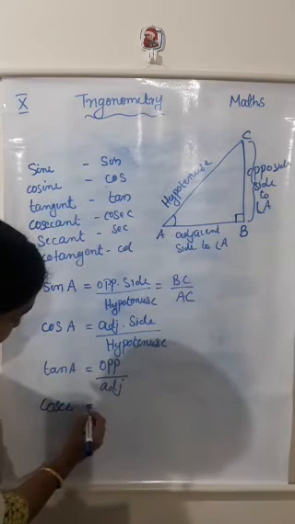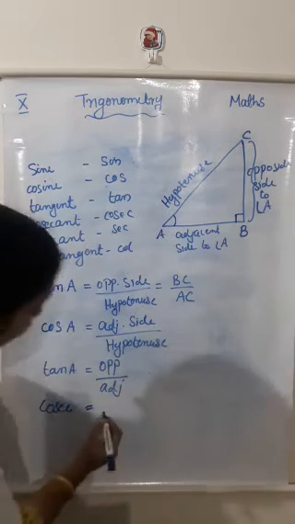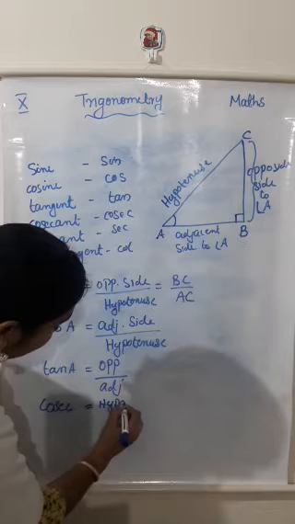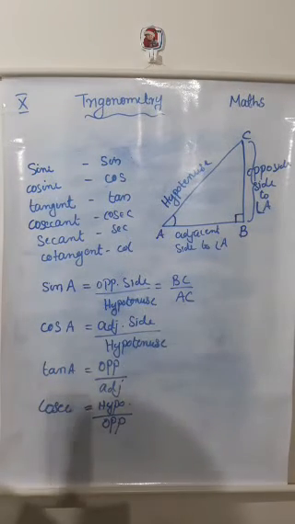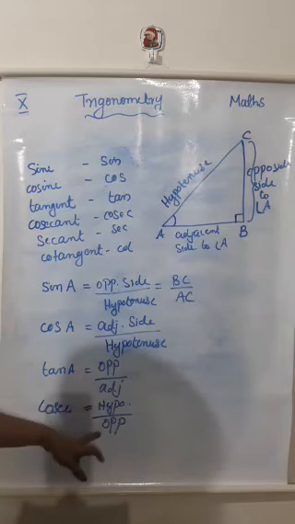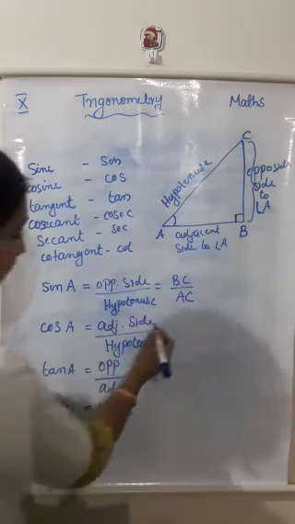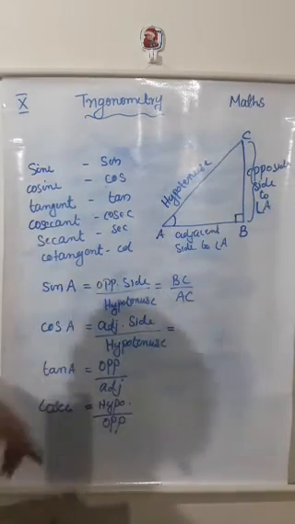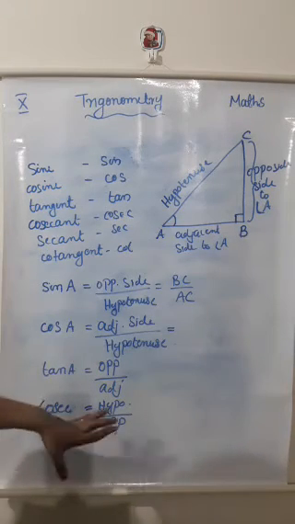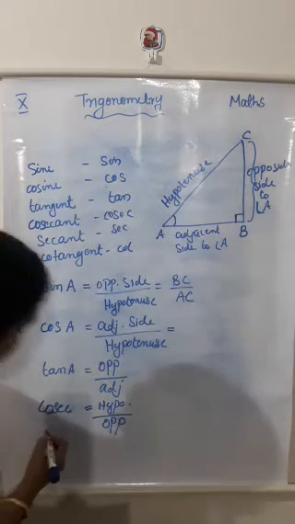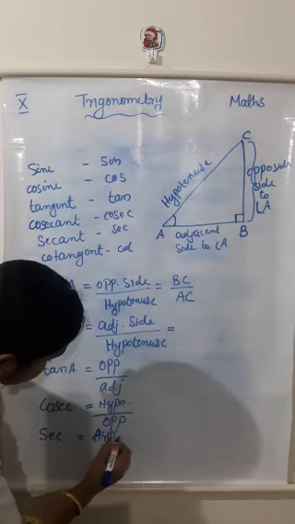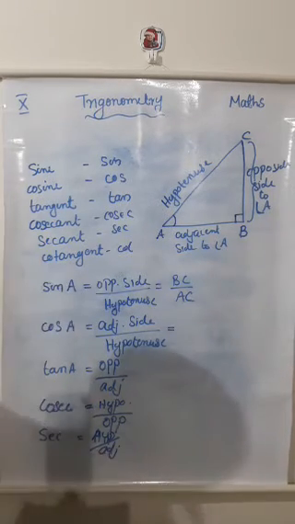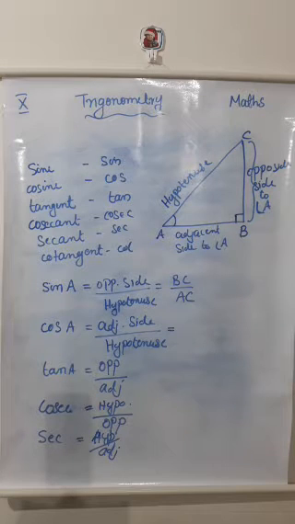Cosec is equal to hypotenuse by opposite. ഇവിടെ ഞാൻ പറഞ്ഞില്ല, സോറി. ഇനി അടുത്തത് പറയാം, ഇത് കഴിഞ്ഞിട്ട് പറയാം. Then sec is equal to hypotenuse by adjacent.